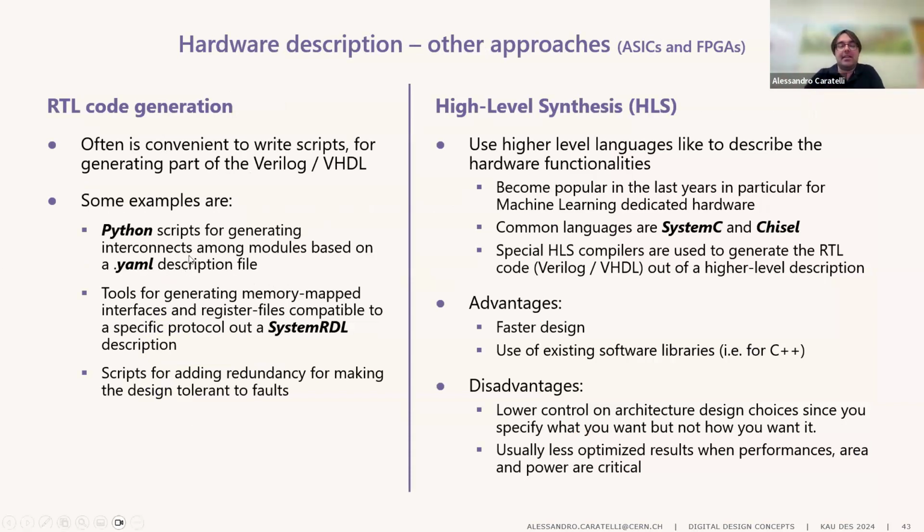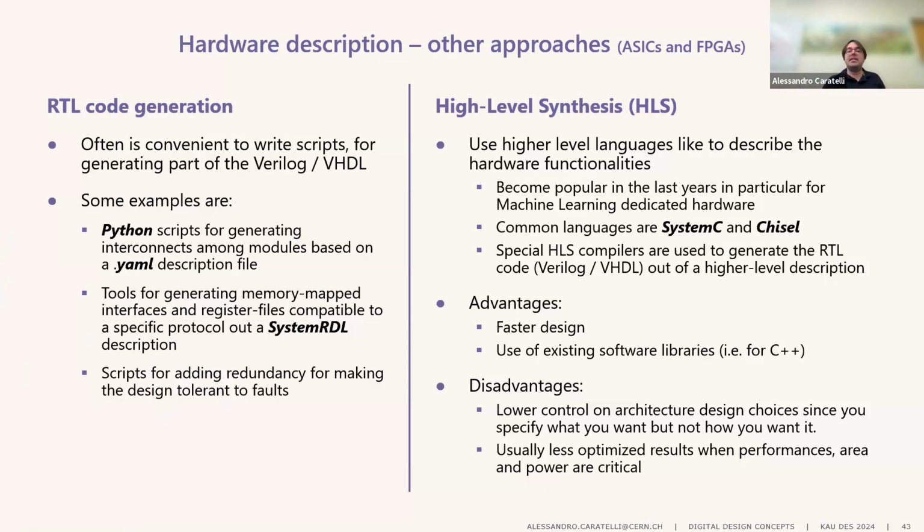I mean, this is not a standard. It's just that sometimes it's faster to write a script that writes some part of the Verilog, mostly if it's repetitive, than to actually write the code itself. Or sometimes you can use some tool for generating memory mapped interfaces and register files which are compatible with a specific protocol out of a SystemRDL description file, or some script to add some redundancy for making the design tolerant to faults. This is something we use a lot at CERN for radiation, mostly for single event effect tolerance.